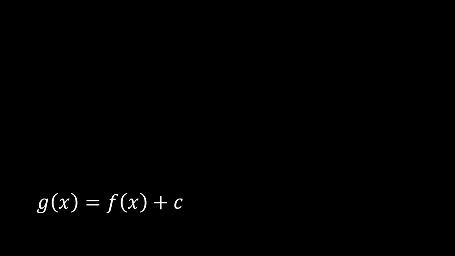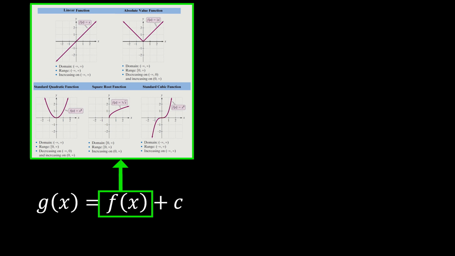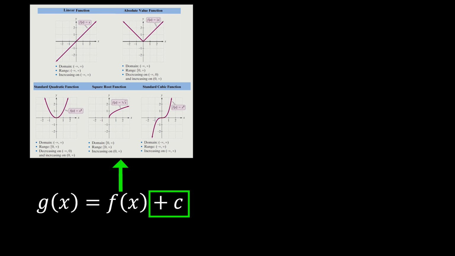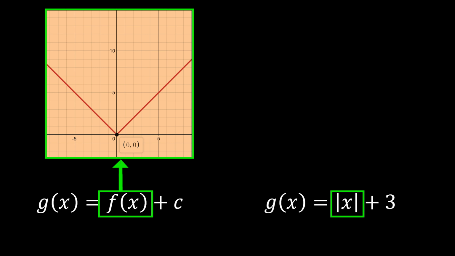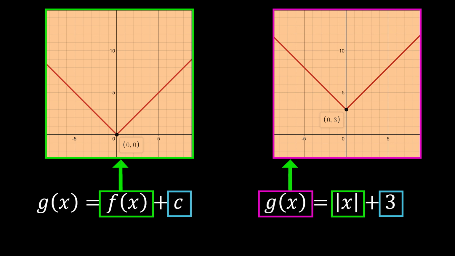First, there are vertical shifts. Let f of x represent any of the parent functions. Then, if we add some real number c to it, we can create a new function g of x, which is similar to our parent function, but vertically shifted upward by c units. For example, if f of x is the absolute value function and c is 3, then my new function g of x will be the absolute value function shifted upward by 3 units.